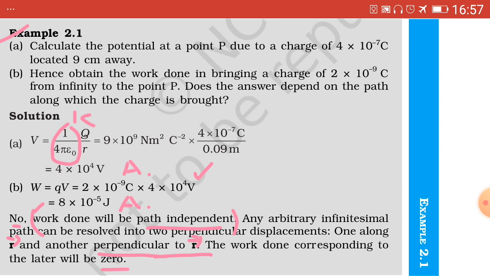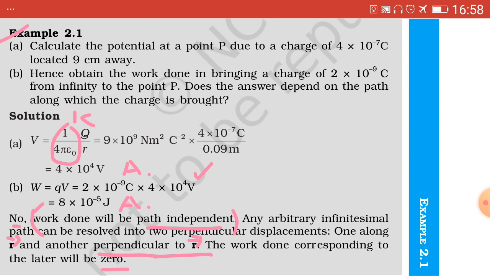A part: calculate the potential at a point P due to a charge of 4 × 10^-7 coulomb located 9 centimeter away. Solution: we need to calculate the potential, capital V. Now from the question, write the data by drawing a line on the right hand side.